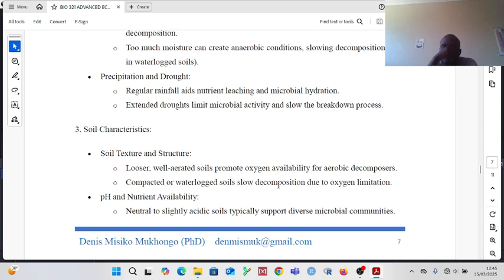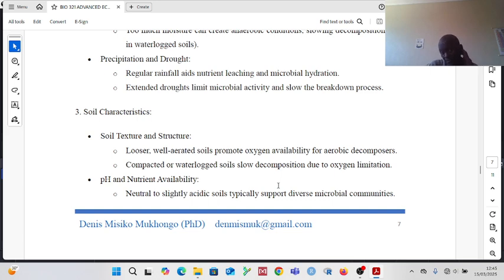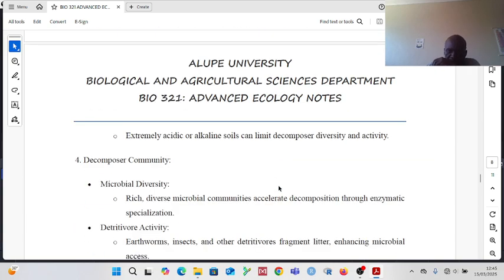enough access to oxygen. The other factor within the soil characteristics is pH and nutrient availability. Neutral to slightly acidic soils will typically support diverse microbial communities. So if you have a pH that is neutral or slightly acidic, then you expect that you'll have different microbial communities within that particular ecosystem. But when the pH is either extremely acidic or alkaline, then the diversity of decomposers will be limited.